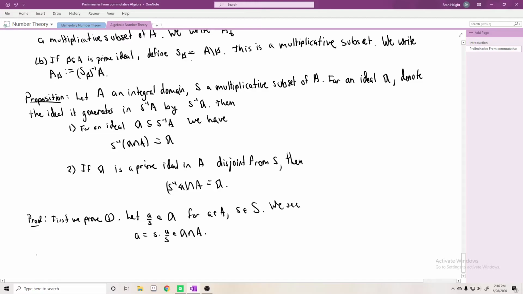So what do we see? Thus, a over s, which is just 1 over s times a, is in S inverse (𝔄 intersect A), so that we have one containment already done, so that 𝔄 is certainly a subset of S inverse (𝔄 intersect A).